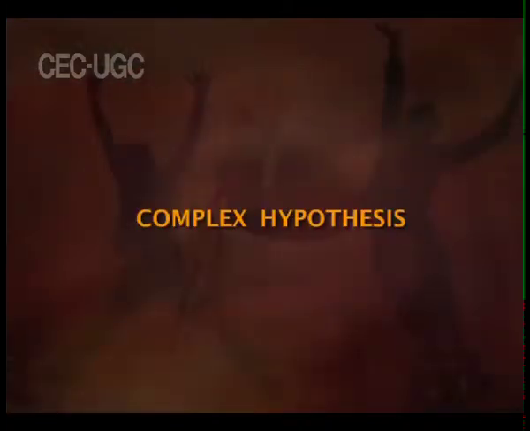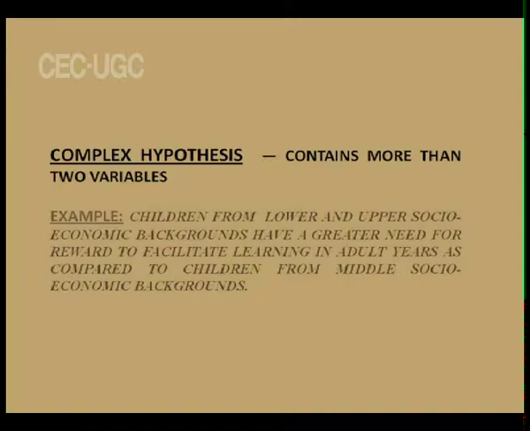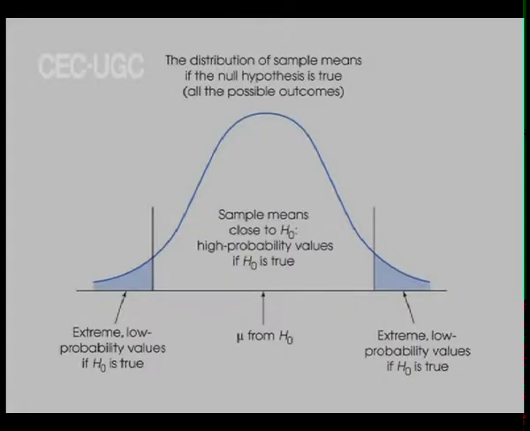If we take the hypothesis we were discussing till now, that reward improves learning, this is an example of a simple hypothesis because there are only two variables, one is reward and the other is learning. Also, a hypothesis can be a complex hypothesis. In a complex hypothesis, there are more than two variables and the proposed relationship between more than two variables is being expressed.